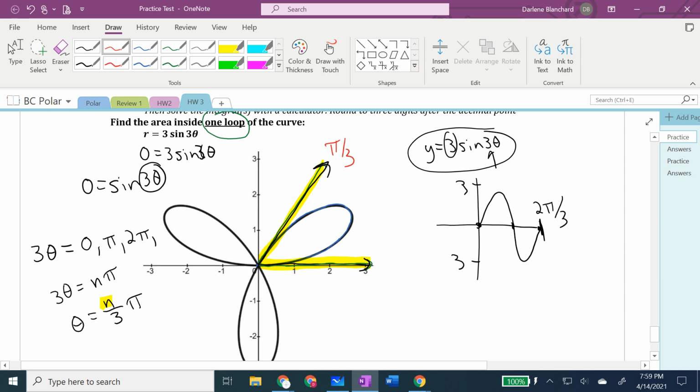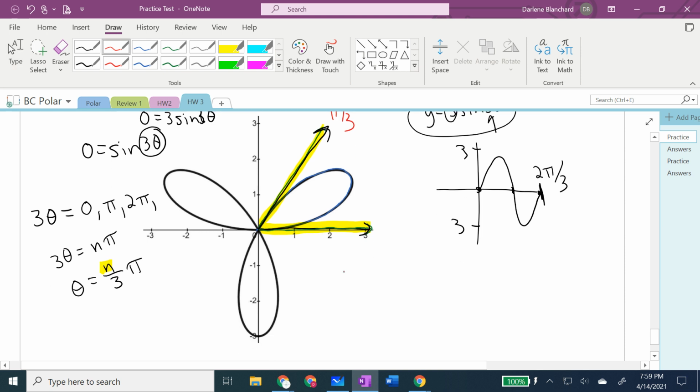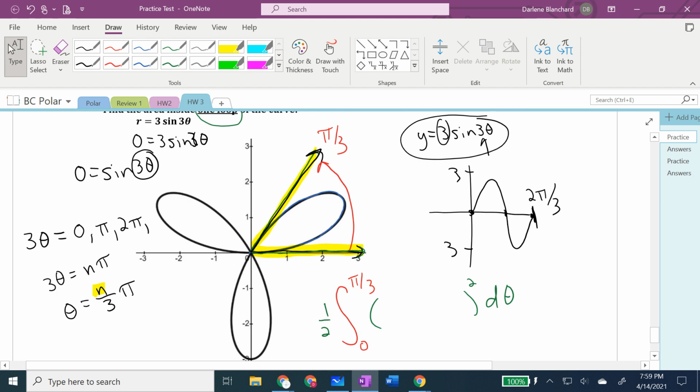If you're only doing one loop, you can just integrate over the sweep of an angle that creates that loop. Then bring out the formula of 1/2 r squared d theta, where r is that 3 sine 3 theta.